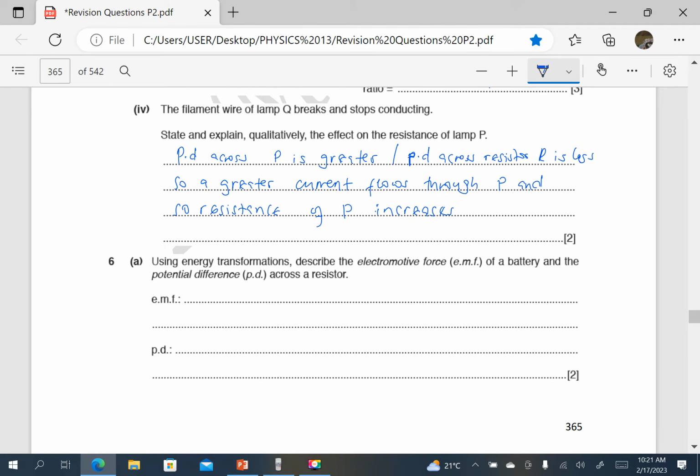Using energy transformations, describe the EMF of a battery. So what do you mean by EMF? EMF is the energy transferred from chemical to electrical per unit charge. When we write EMF, it is energy per unit charge, but this energy is normally from chemical or other forms to electrical. So energy transferred from chemical, to be specific, or it can be other forms, to electrical per unit charge.